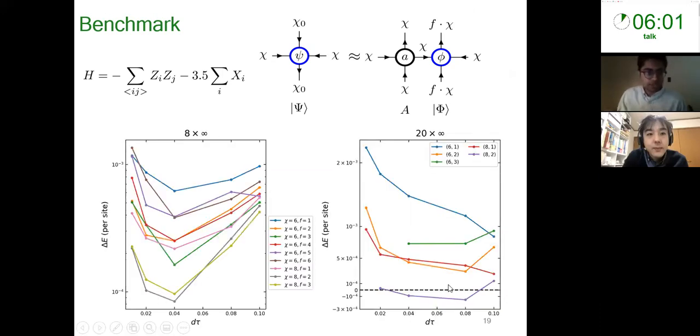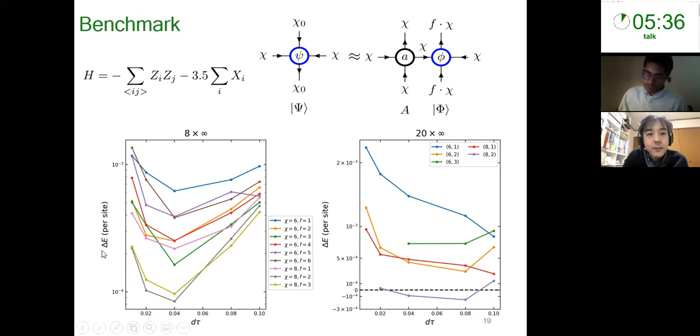So we've considered two cases here. The first of an Lx equals 8 by infinity strip, and the second a wider Lx equals 20 by infinity strip. We note that in both these cases, this is getting wide enough that it's difficult to solve using iDMRG for an iMPS. So we're really trying to get into the regime where we expect these 2D algorithms to show their benefits.